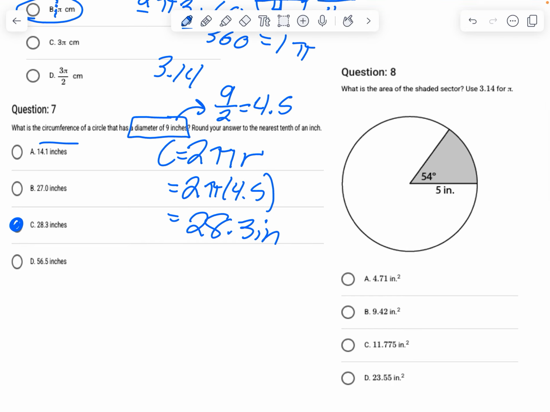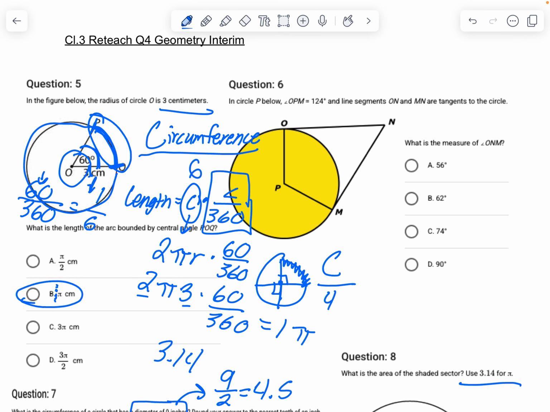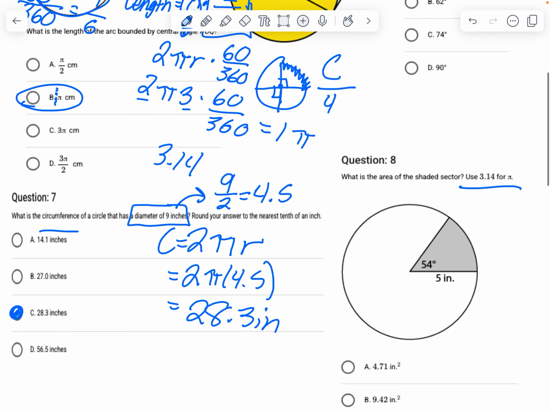It says, what is the area of the shaded section? Well, they want us to use 3.14 for pi. Just like for number 5, I want a section of a circle. It's a different type of section. It's not a section of the crust. It's the section of the whole pizza.